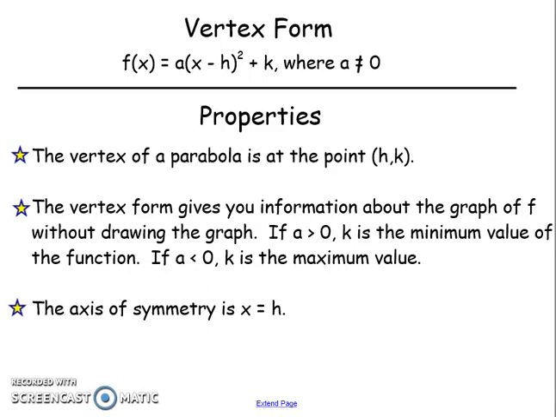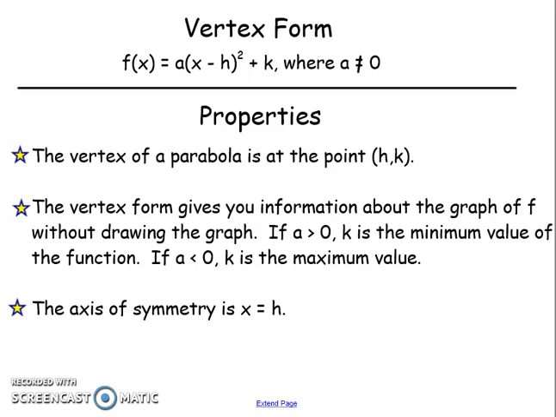Besides standard form, another way to represent a quadratic function is by using vertex form, which is f of x equals a times x minus h squared plus k, where a is not equal to 0. What's cool about vertex form is that instead of having to find the vertex by using math, like with standard form, where we would do x equals negative b over 2a to find the x value and plug it back in to find the y value, with vertex form, you can just look at the equation and be able to tell what the vertex is. So the vertex of a parabola in vertex form is at h comma k.